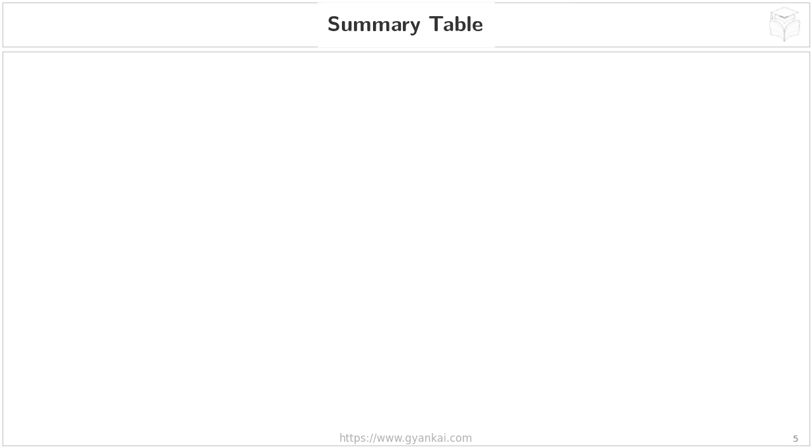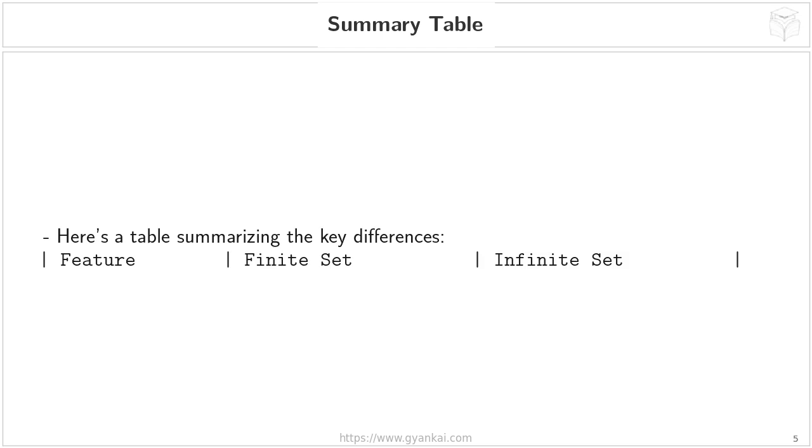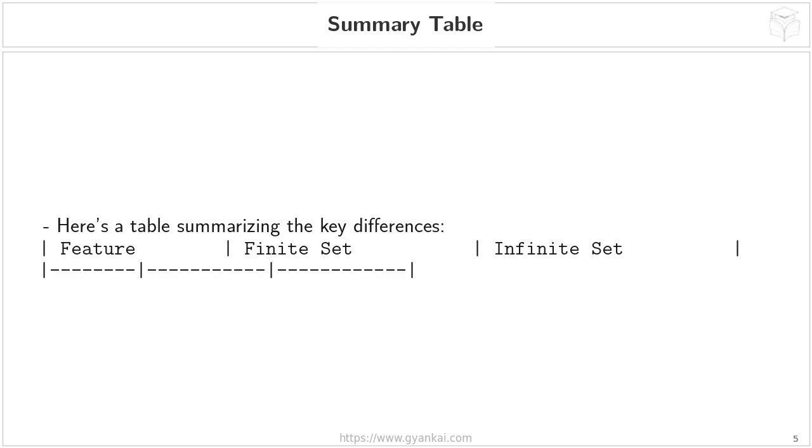Summary table. Let's move on to slide 5. As we've been discussing the differences between finite and infinite sets, it's helpful to consolidate what we've learned. This slide presents a summary table that neatly organizes the key distinctions. Here's a table summarizing the key differences. Let's go through it row by row.